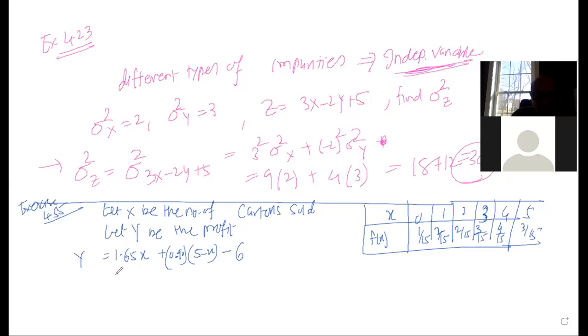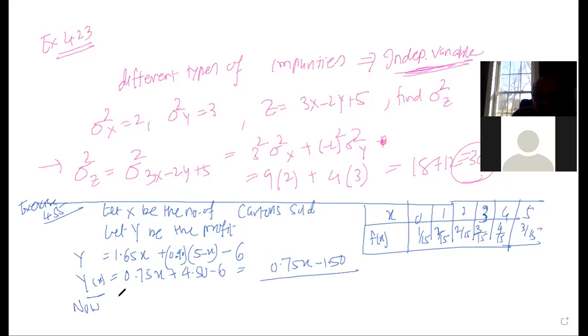If you open this one, you are going to get y equal to 1.65x and here 0.90 times (5 minus x). So 1.65 and 0.90. This is 5, so 9 times 5 is 45, so 4.50. So that is equal to 0.75x plus 4.50 minus 6, and that is equal to 0.75x minus 1.50. This is my y, or you can say y of x.